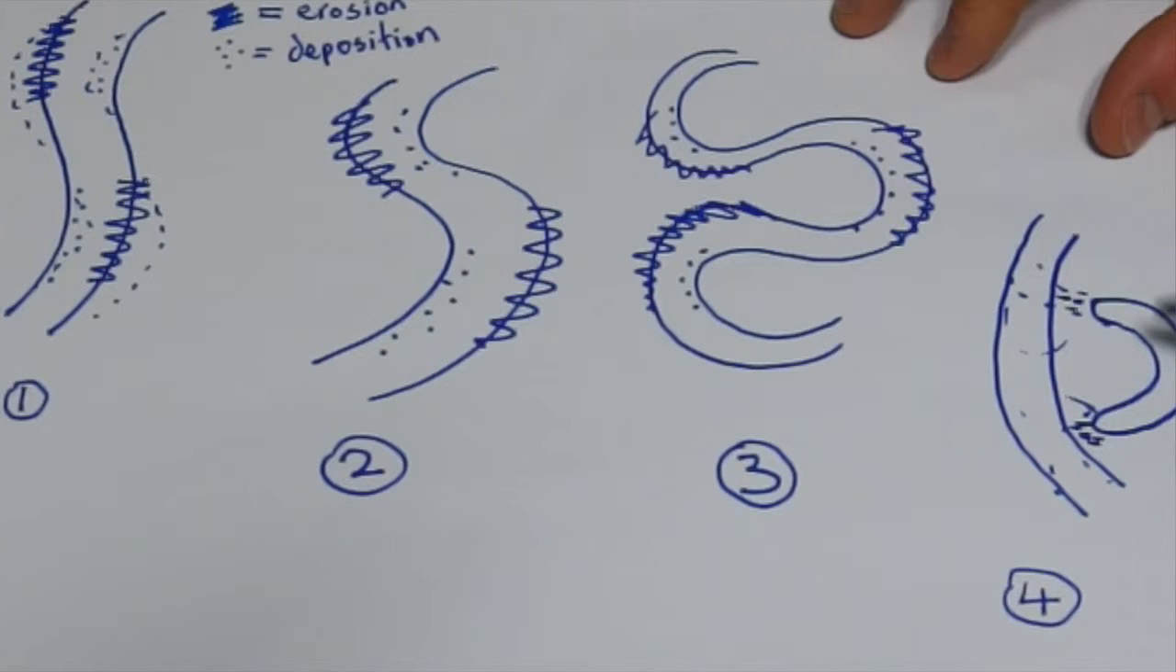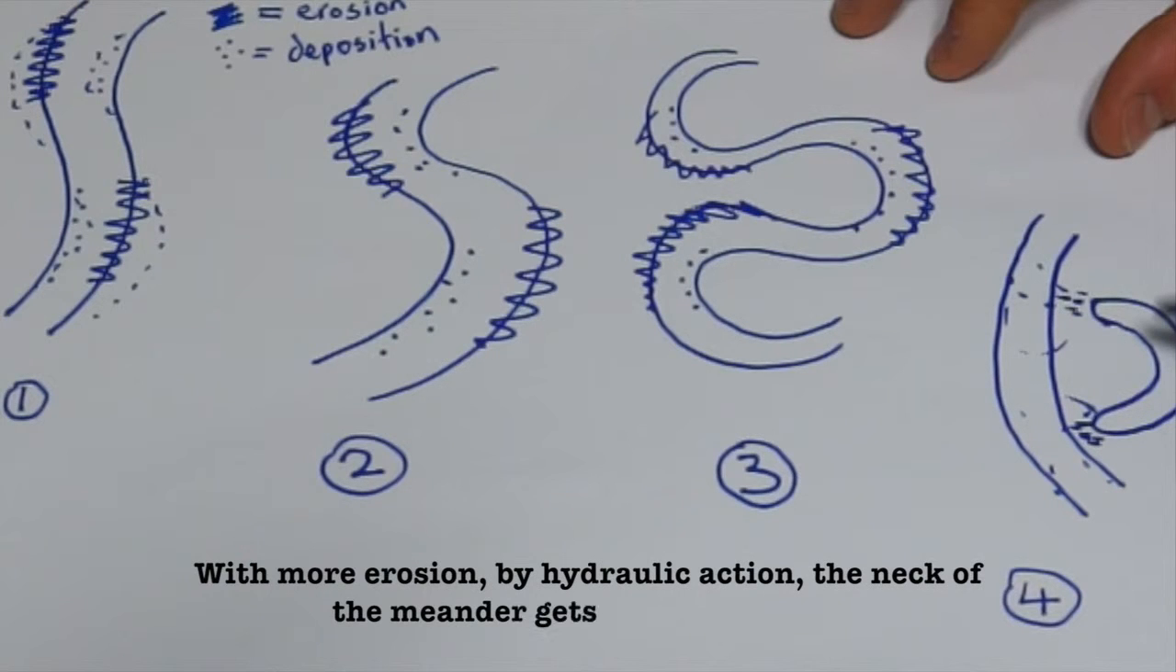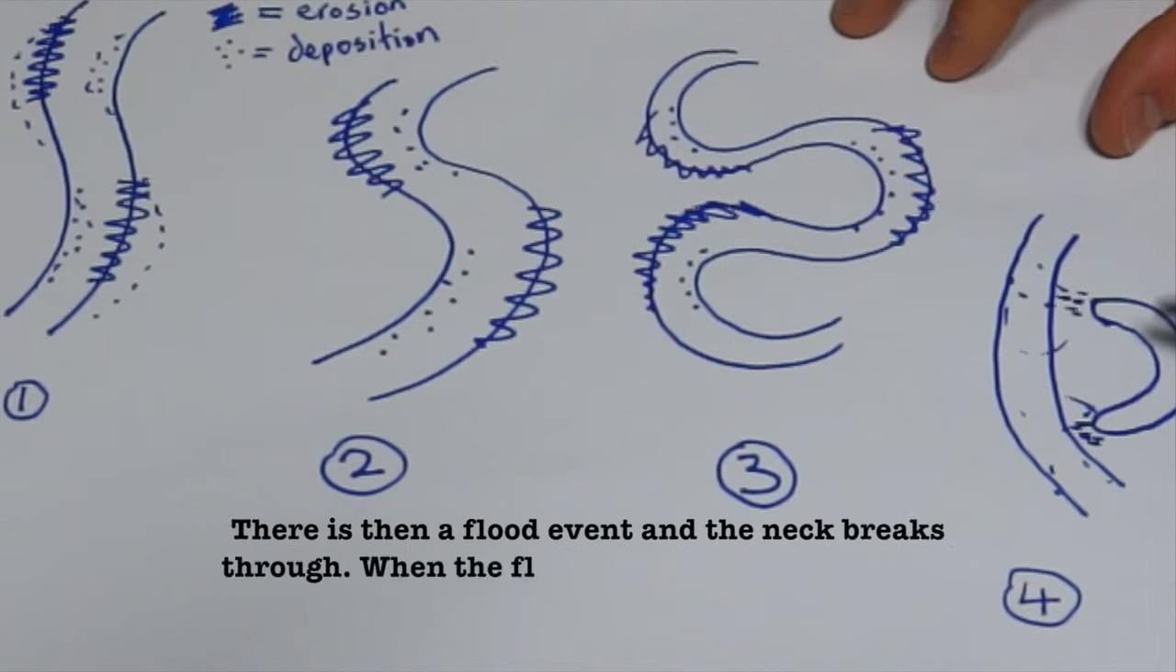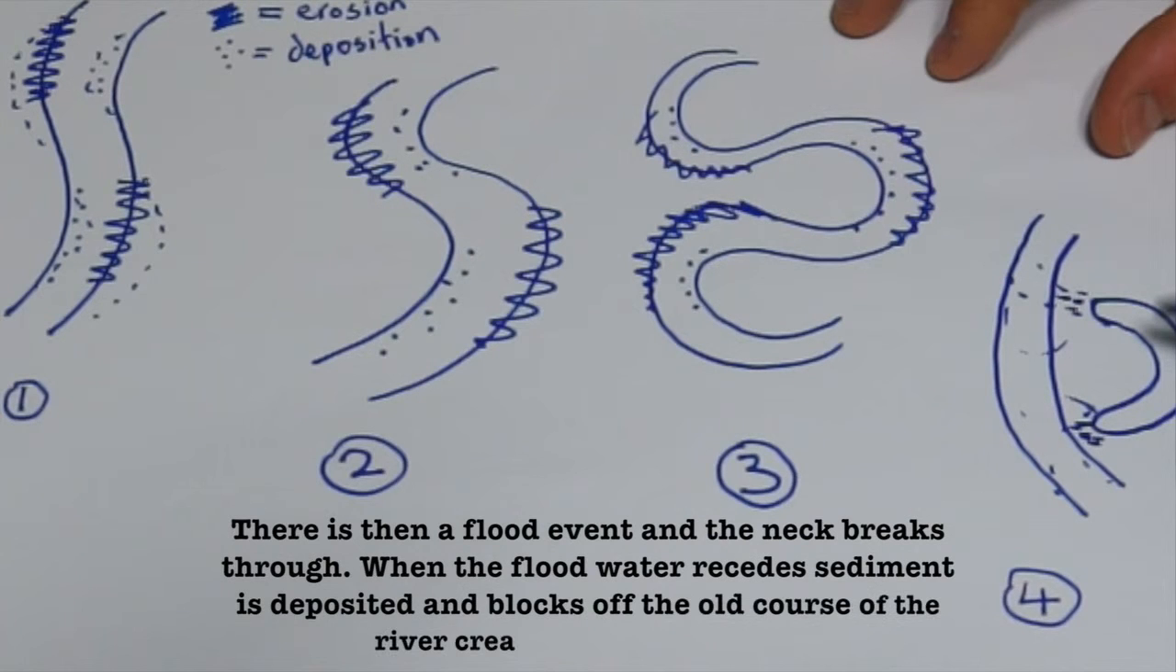So number 3 accompanies diagram 3, so it says, with more erosion by hydraulic action, again key term, the neck of the meander gets closer together. And then we can put number 4 for diagram 4. There is then a flood event and the neck breaks through. When the floodwater recedes, sediment is deposited and blocks off the old course of the river, creating an oxbow lake. Right, job done, maximum marks.